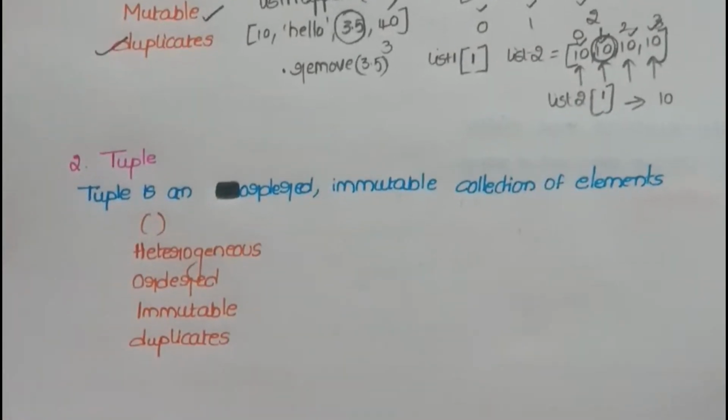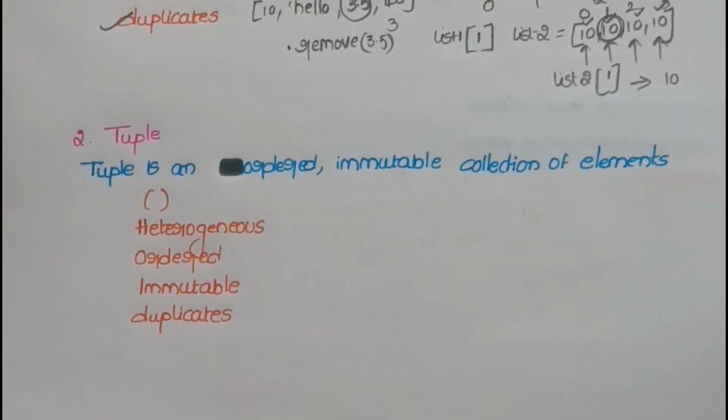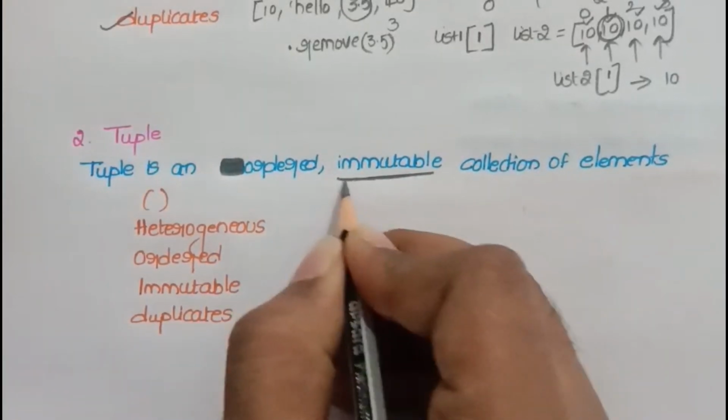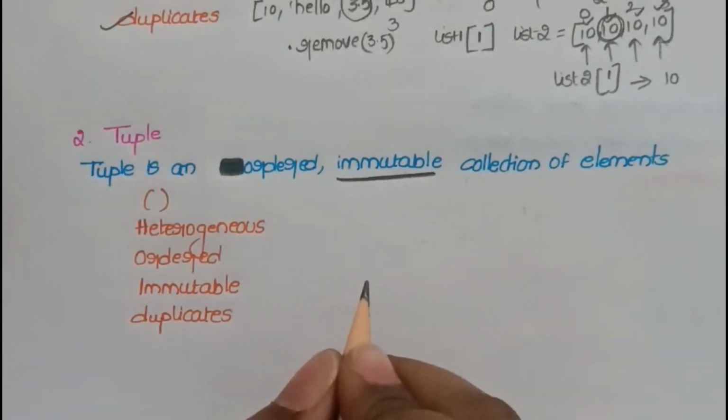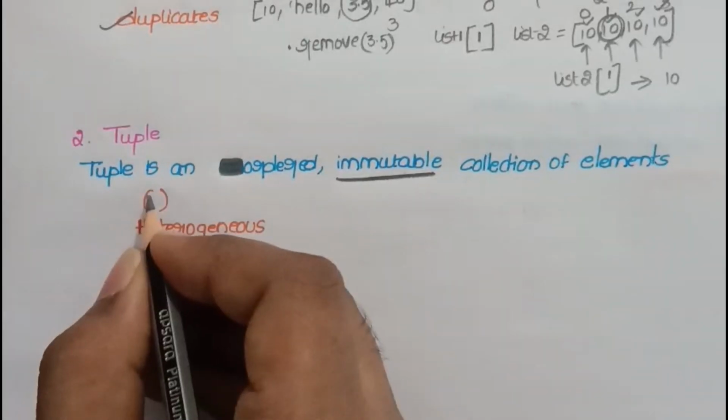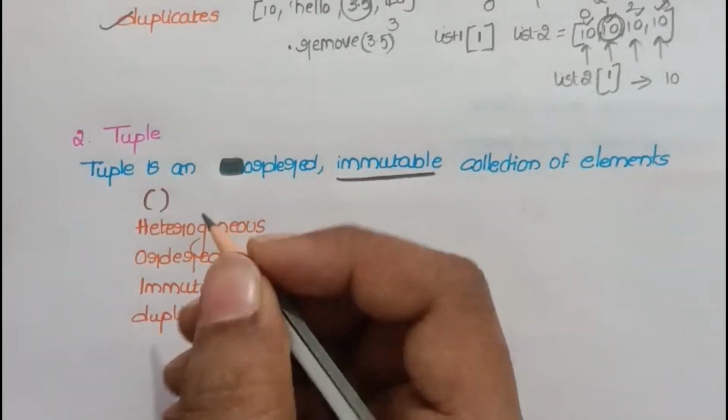The second important advanced data type available in Python is tuple. It is almost similar to list, with only one difference: it is immutable, meaning you cannot add or remove elements from the tuple once it is declared. That is the basic difference between list and tuple. Tuple is represented by round braces.